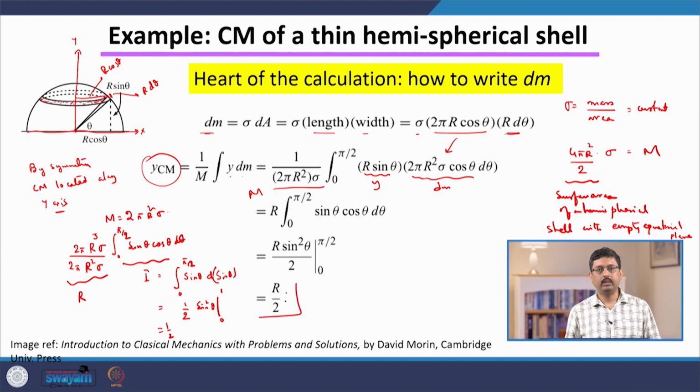So, you get this location to be at the middle, which is probably something we can guess by symmetry. The location of the center of mass of a hemispherical shell will be at the middle along the y axis. We shall consider more interesting examples of center of mass in the next lecture. Thank you.